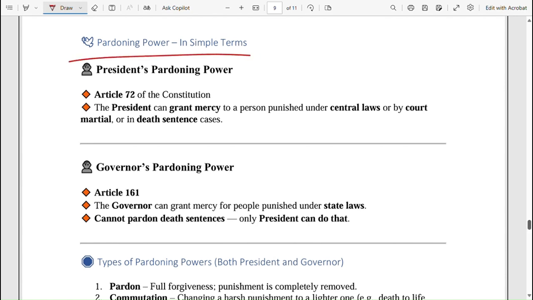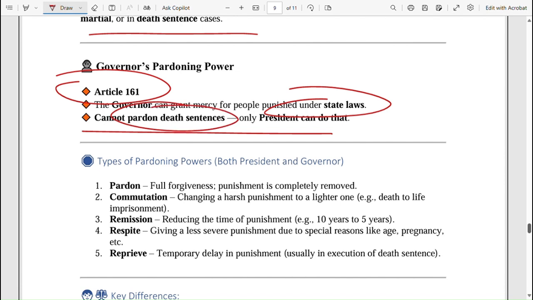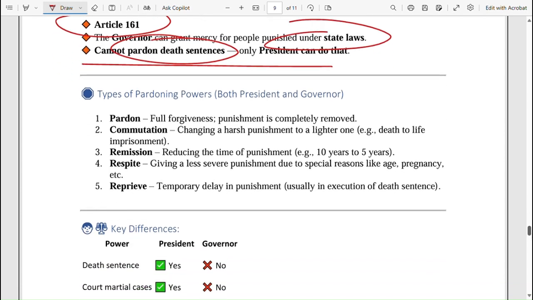Now, what about pardoning power? Pardoning power is nothing but just forgiving. This is mentioned in Article 72 of the Constitution, which states that the President can grant mercy to a person punished under central laws or by a court, or even in death sentence cases, right? The Governor's pardoning power is mentioned in Article 161. The Governor can grant mercy for people punished under state laws, but he cannot pardon a death sentence, as I told you previously. But the president can do it.